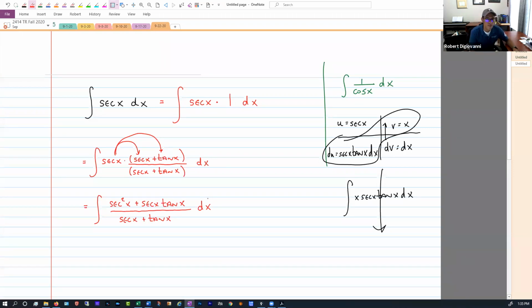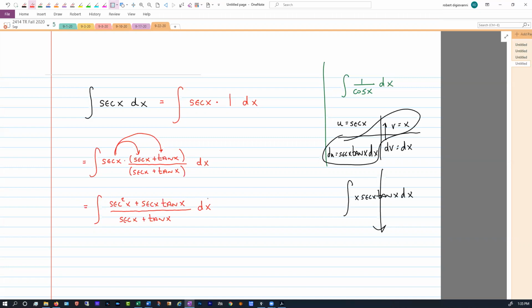Who sees it? What now? You can factor out a secant from the top and cancel out the top and bottom. You could, but then we'd be back to where we started. Yeah, right? You're right. Sorry. Algebraically, we can do that, but we'd be back at secant.